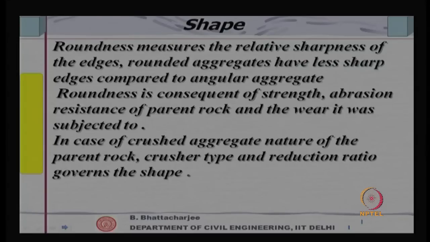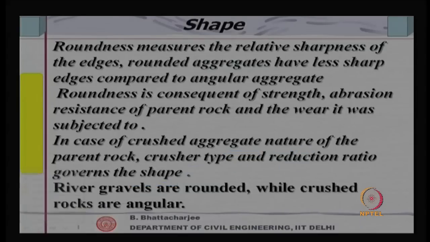A crushed aggregate obviously will have a tendency to remain angular. If you have crushed it, it will have a tendency to remain angular, right. Natural aggregate, through abrasion and wear and tear, might lose its edges and therefore may be rounded. In the case of crushed aggregate, the nature of the parent rock, crusher type and reduction ratio govern the shape. So, it is the parent rock, crusher type and reduction ratio, that is, what size you are reducing to, all this will govern the shape.